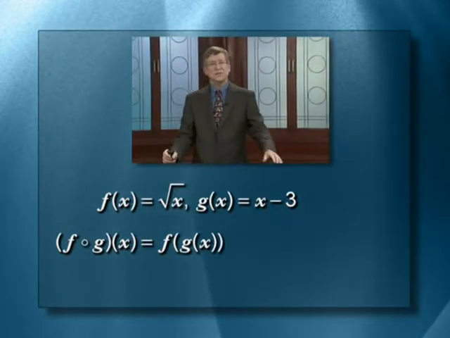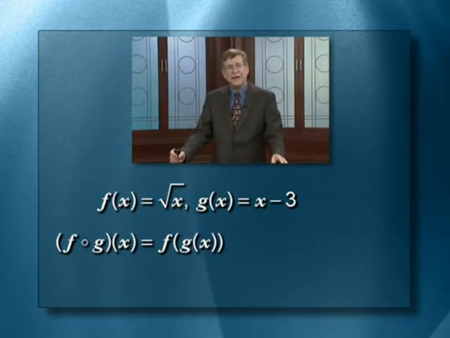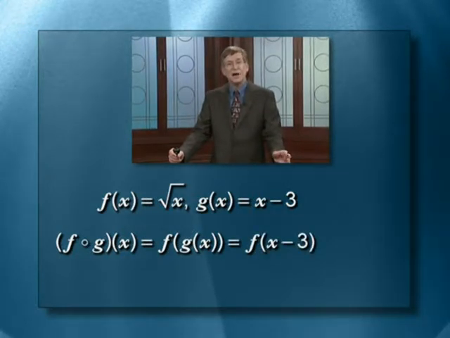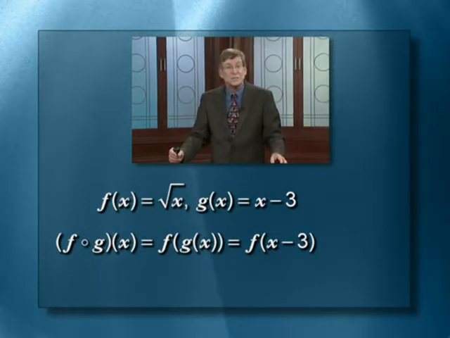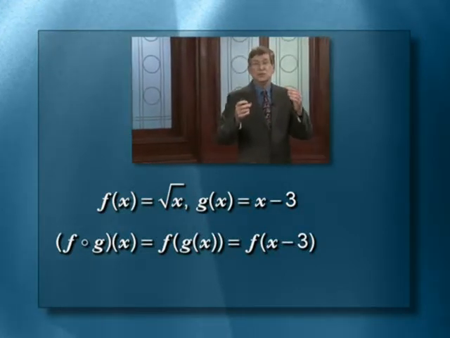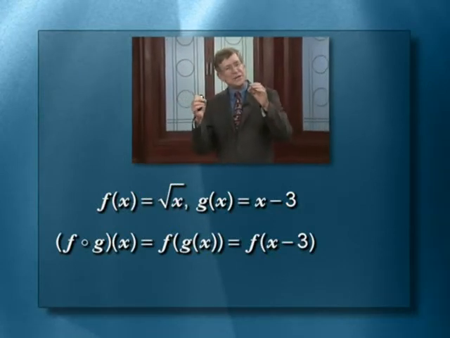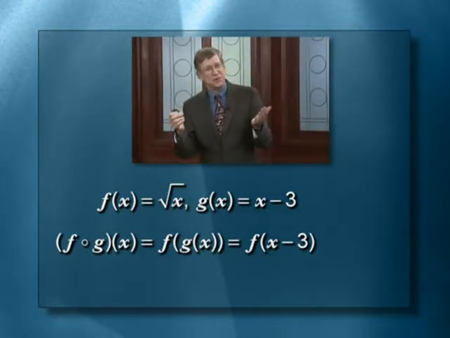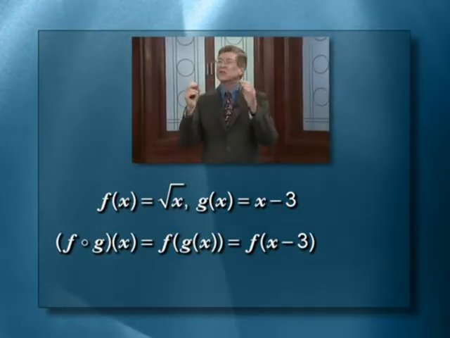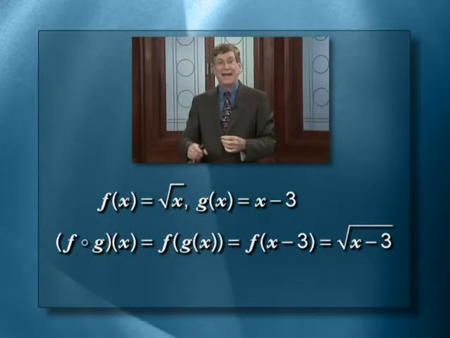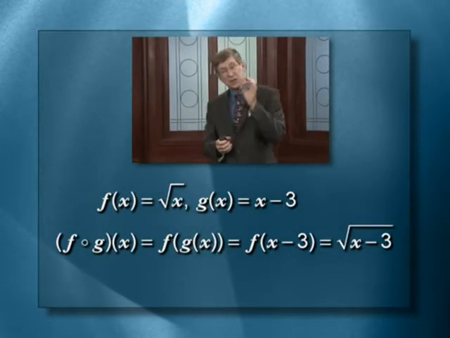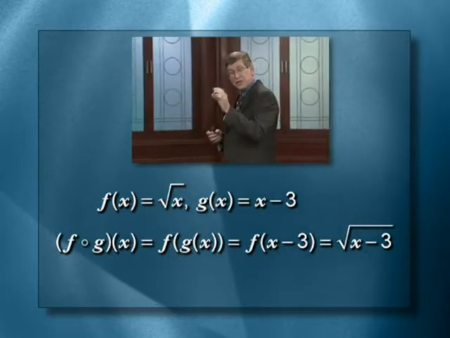So let's do it with this example. f of g of x means the following. It's f of, well, what was g of x? g of x was x minus 3. And what does f do to x minus 3? Well, f is the square root function. So the final answer would be the square root of x minus 3. That's the composition of f with g.